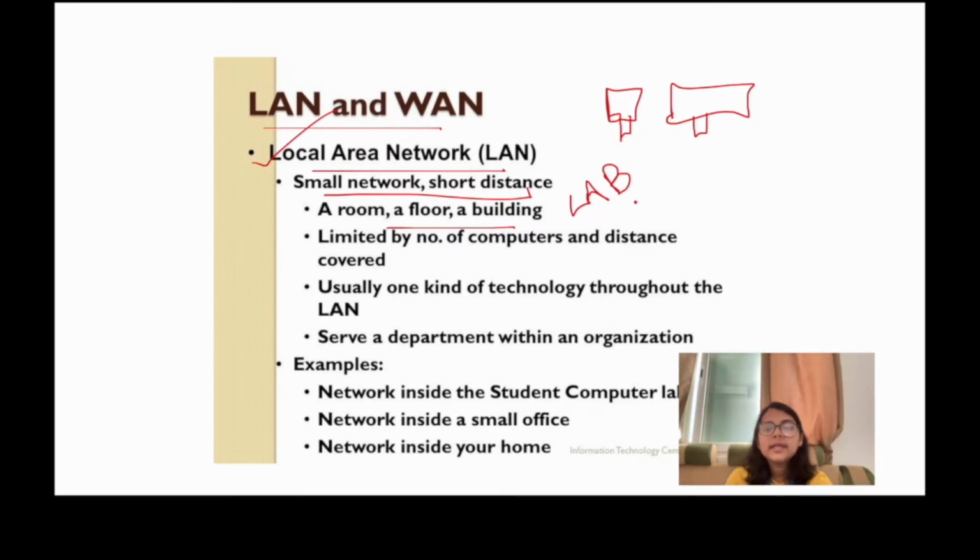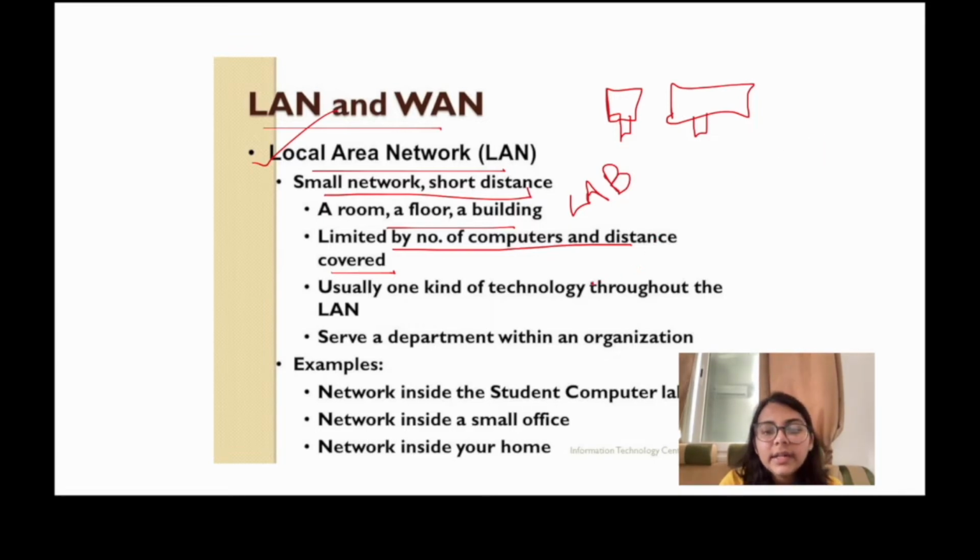In that building we can see every computer is interconnected, but the only limitation is that it is a small network, and we can only connect them through a short distance. It is limited by the number of computers and the distance covered. If we want a large number of computers, we cannot connect them with a local area network. We can only connect maybe 20 computers. If we want to connect more than 20, we can use WAN, that is wide area network.